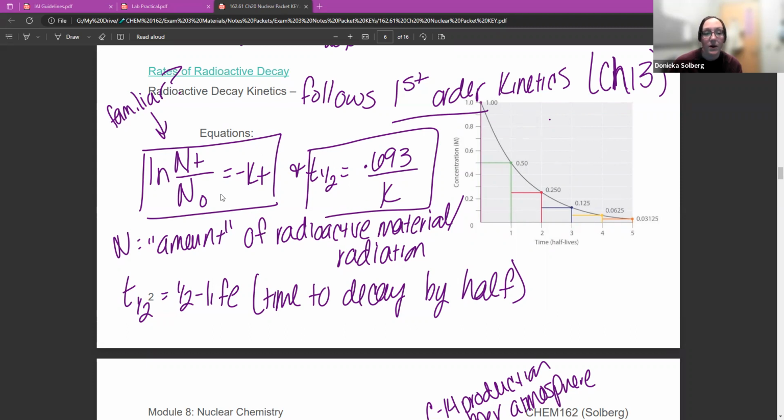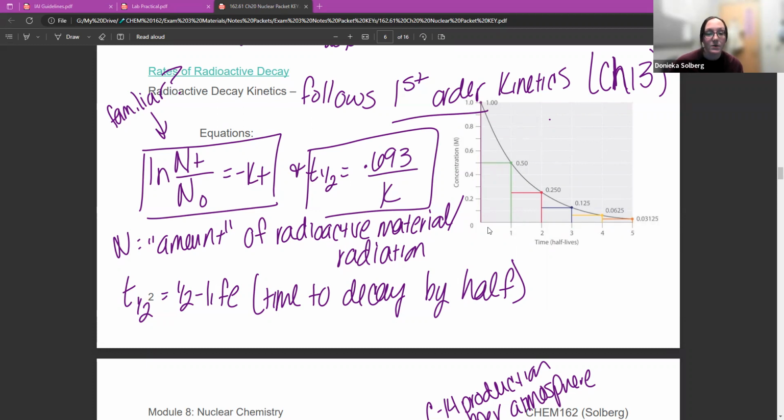So between these two equations, we can solve for k, plug k in over here and find how much we will have after a specific amount of time, or how much time will pass to get to a specific amount. So it is first order. So you can see by this graph, right? Essentially, half-life is the amount of time it takes for a sample to decay by half.